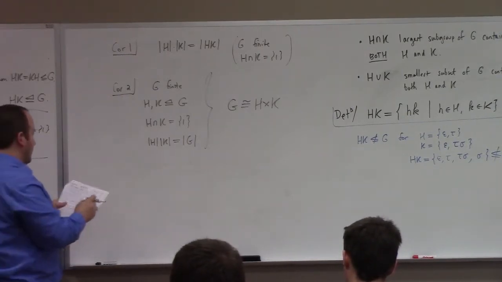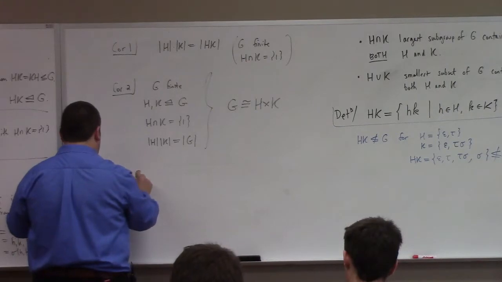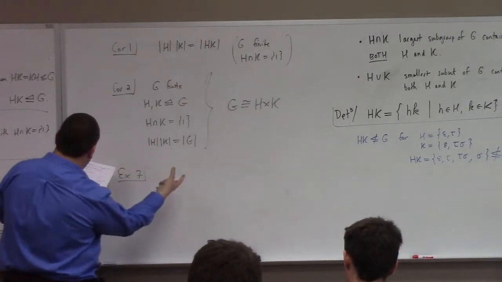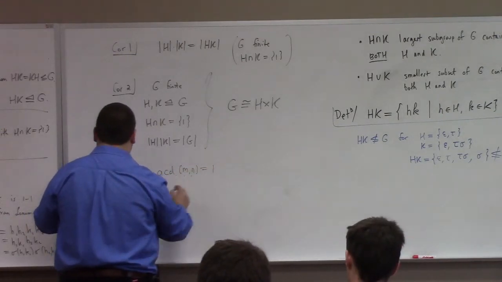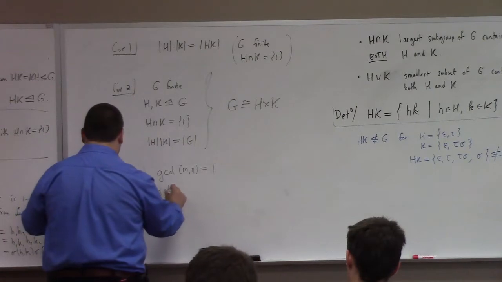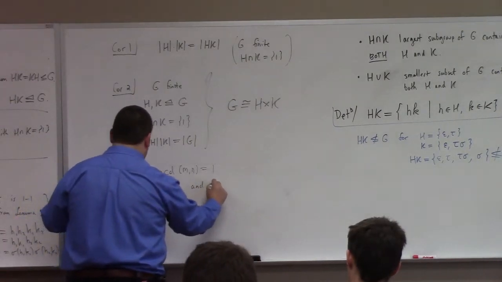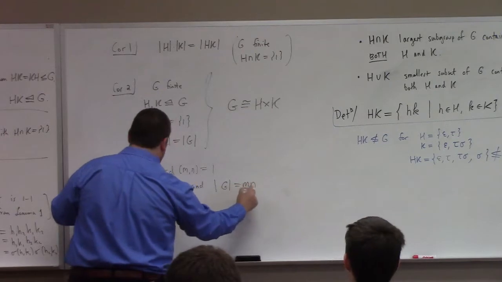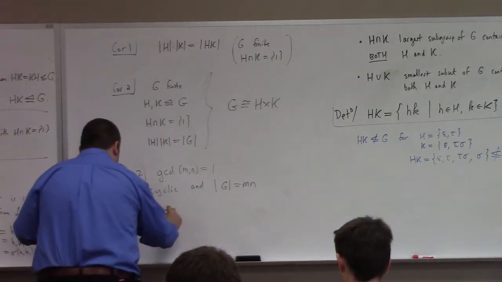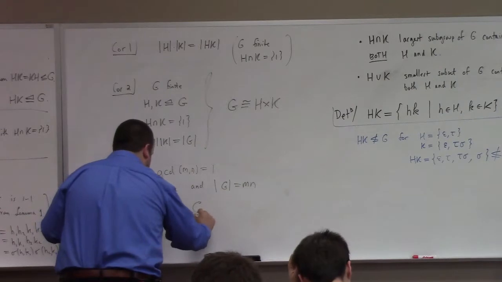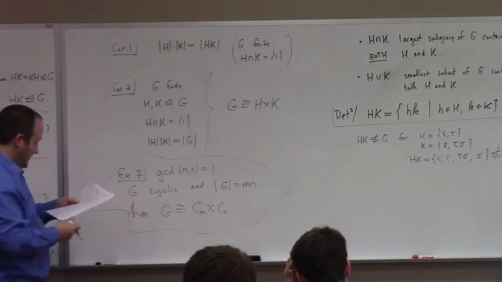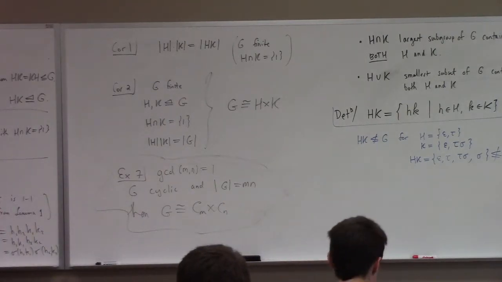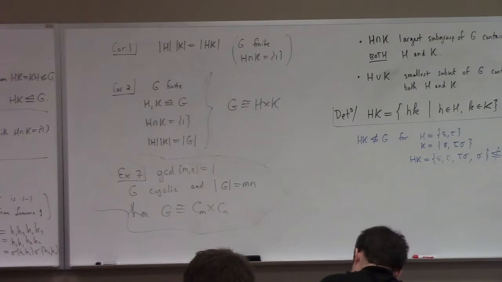And then example 7 is basically just a straightforward application of corollary 2. It says if the greatest common divisor of m and n is 1, and G is cyclic, and the order of G is mn, all right, then G is isomorphic to Cm cross Cn. This is huge. Example 8 is also really nice, but I'll let you read it, or if you want to see me talk about it, I'll talk about it tomorrow, I guess.